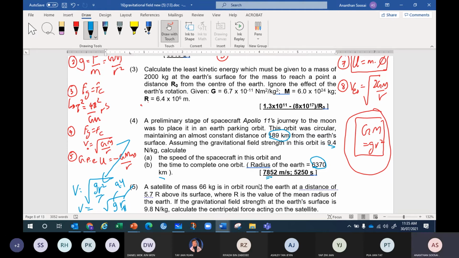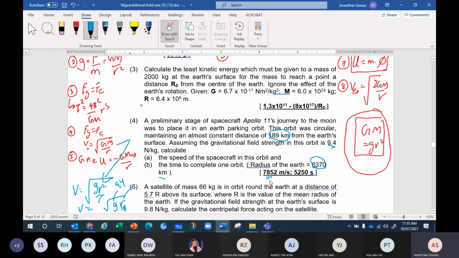Okay. Any questions, guys, for A? The equation that must come to your mind is the equation for orbital speed, and GM, the mass of the planet, is not given. Remember what I told you: GM can be replaced with gR squared. The gravity at a certain height is given, and the R from the center of the Earth to that point is used. So 7852.